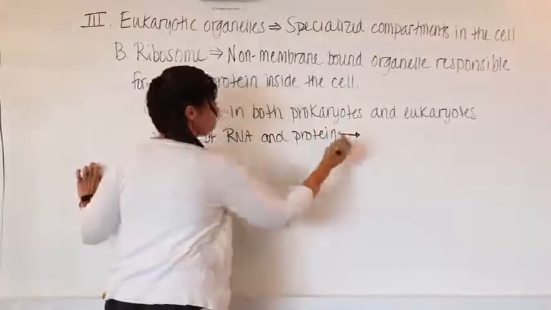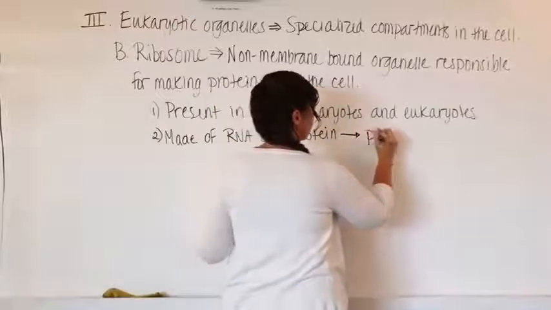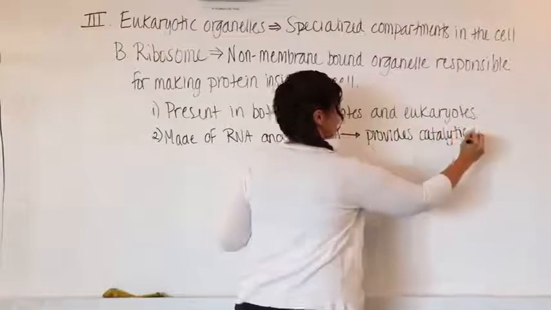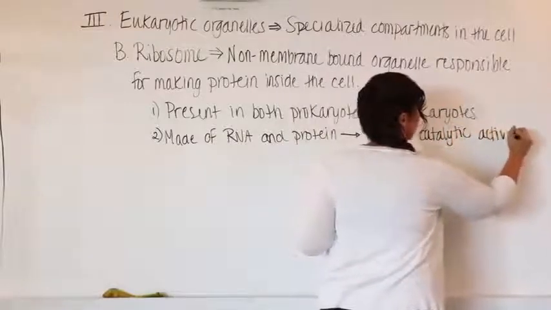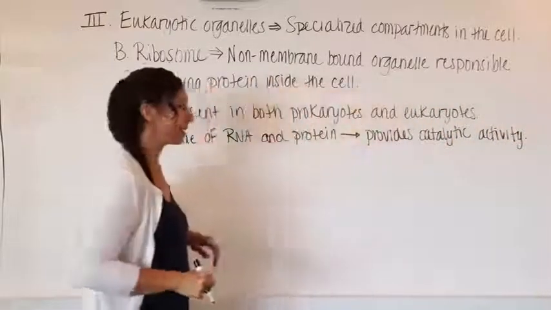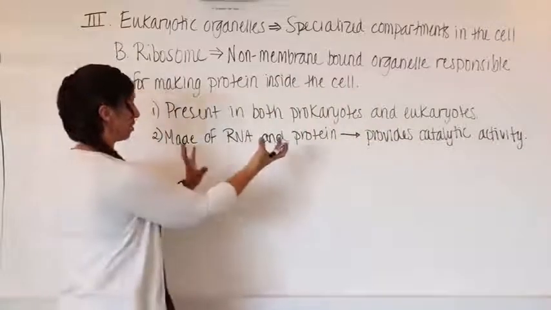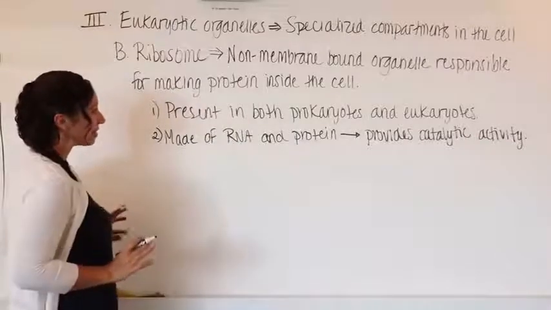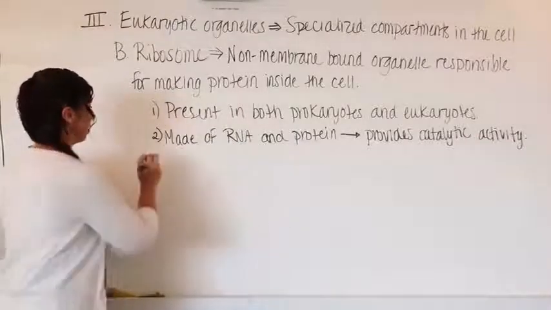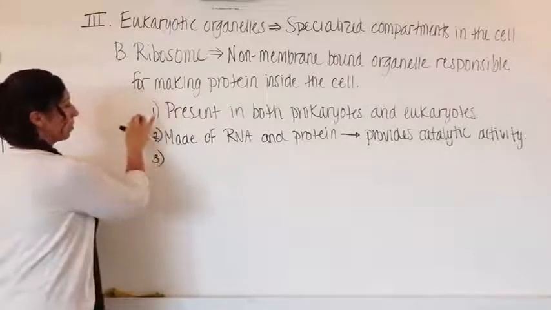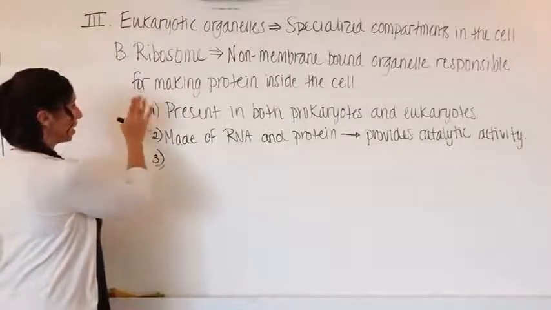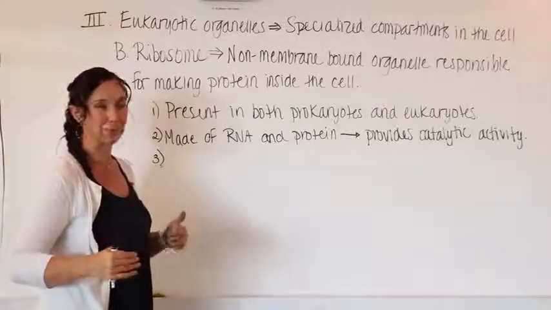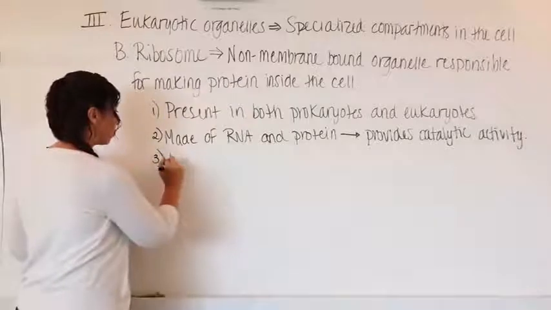And this provides catalytic activity. It's actually the RNA that's doing the catalytic activity in this whole entire structure, but the protein is working with the RNA so it can do its job. But you don't need to worry about that detail yet. What I do want you to know is that it's present in both, it makes protein, and here are the specifics on the types of proteins ribosomes make. There are two types of ribosomes.